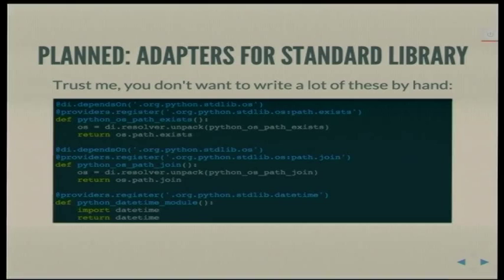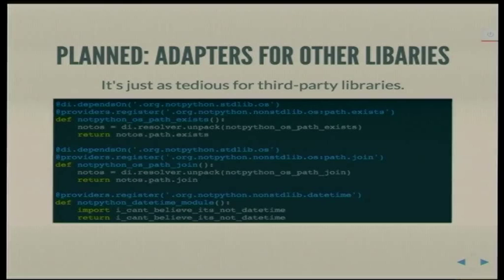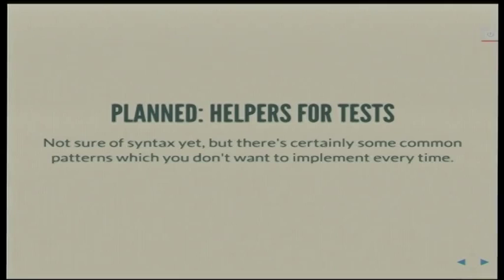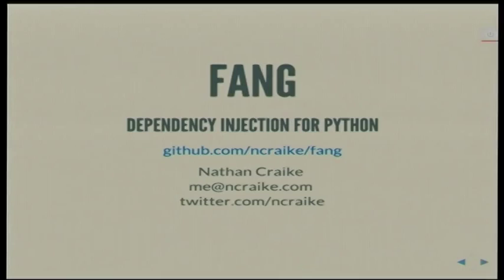I also want to write a bunch of adapters. Well, not really one adapter that will just sort of handle passing bits of the Python standard library into Fang. Similarly for third-party libraries, I don't expect everything to have Fang wrappings suddenly. And I also want to make the testing a little nicer so that there are easy ways to pass in fake objects and things like that. So that's Fang. Any questions?